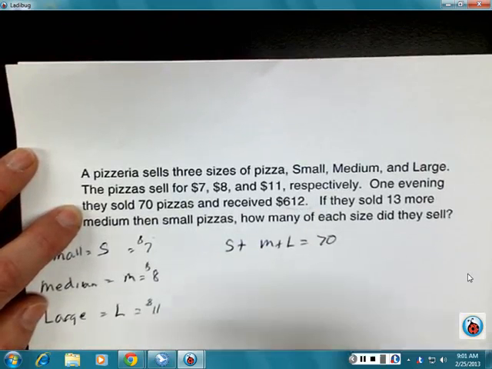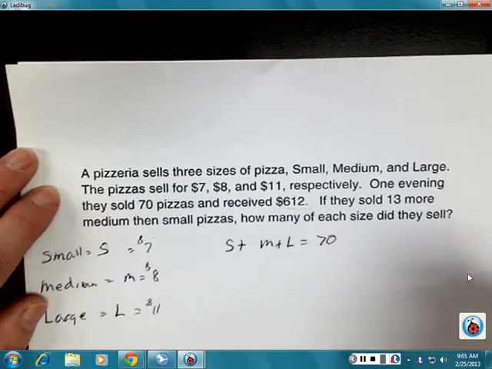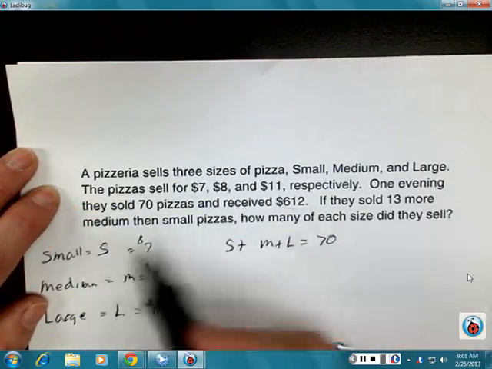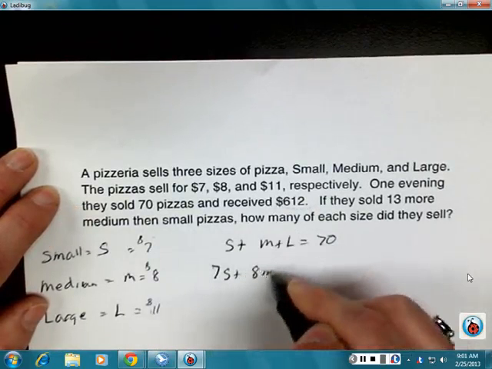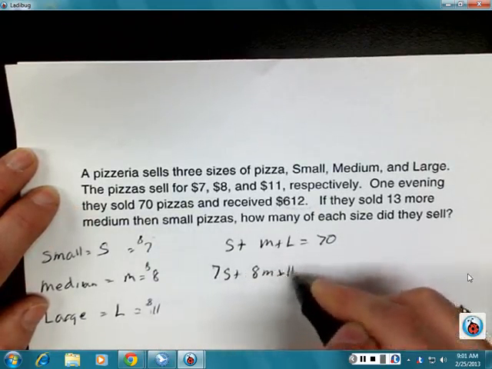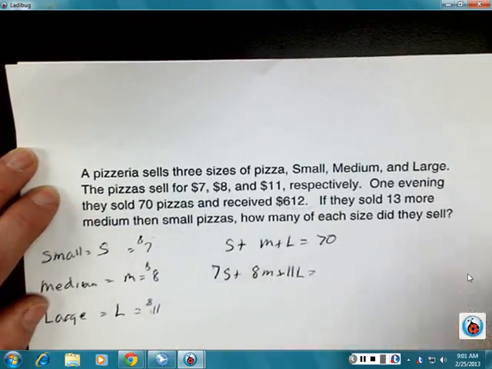S plus M plus L equals 16. What do I have to have in the 612 though? What do I have to have with my S, M, and L? I have to have the price, right? So it's 7S plus 8M plus 11L is equal to 612.